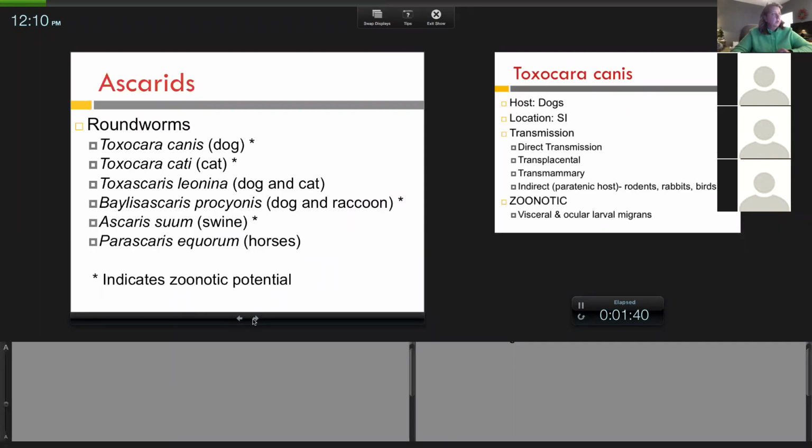So we start with the first section, your ascarids, which are your roundworms. Anything that starts with Toxocara pertains to the roundworm. Canis is for dog, canine, and cati for cat. Toxascaris leonina can be seen in the dog and the cat, but by far you're going to see mostly canis and cati. Obviously, what is your fecal sample from? If you're looking at a dog fecal, it's probably canis. If you're looking at a cat, it's going to be cati.